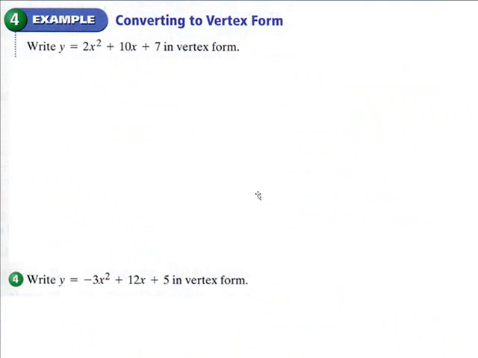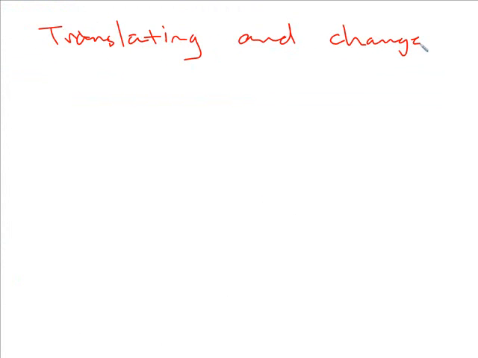The next thing I want to talk about is translating. Now, in translating parabolas, translating and changes in the a value.